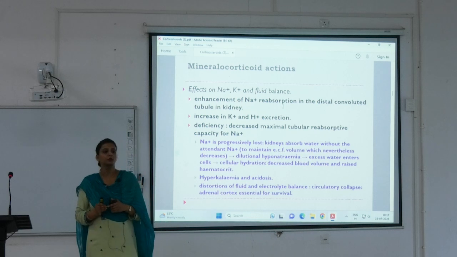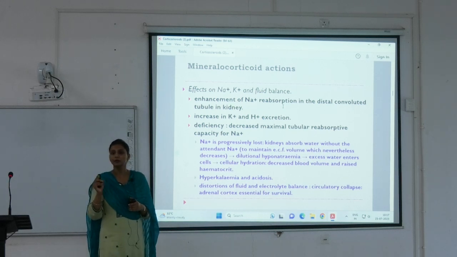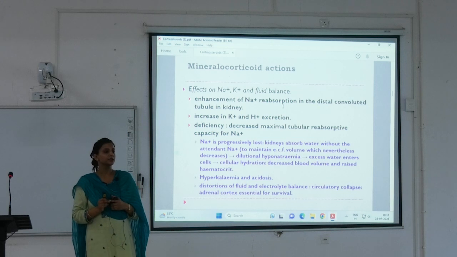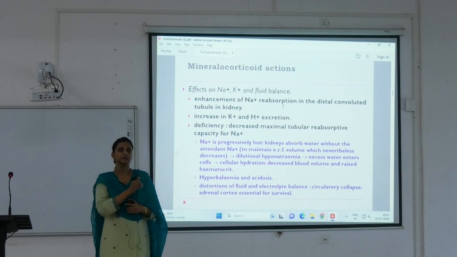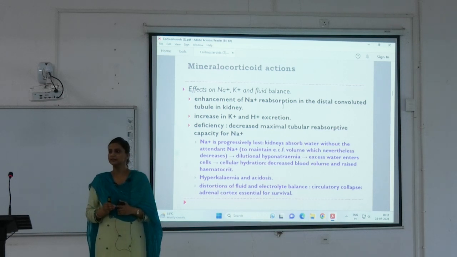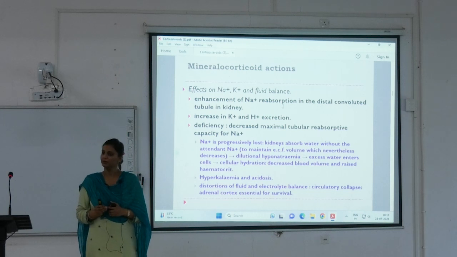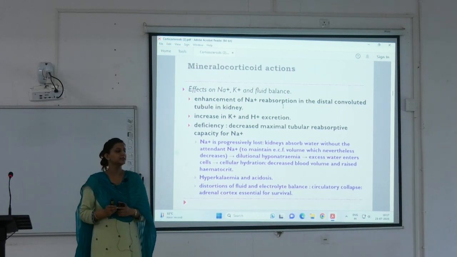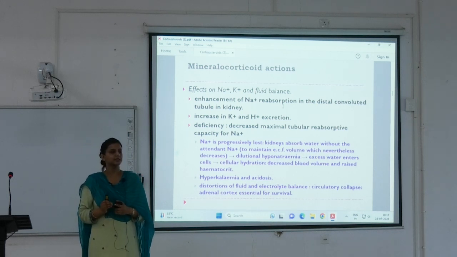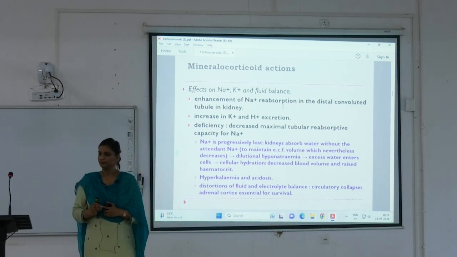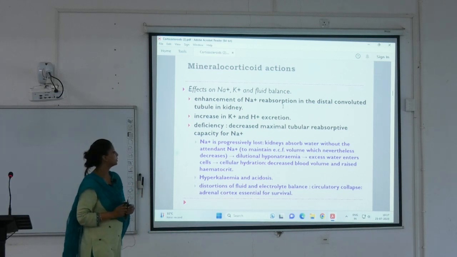Transcortin is the name of the corticosteroid binding globulin. Transcortin is the name of the binding globulin. 80% is in the bound form. 10% is bound to albumin. Okay, albumin, and 10% is the free or the active hormone. Clear? 80% to transcortin, which is the corticosteroid binding globulin, 10% to the albumin, and 10% is the active hormone. This is how it is present in the body.